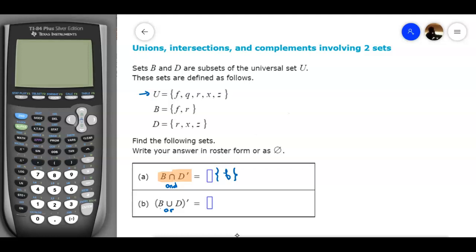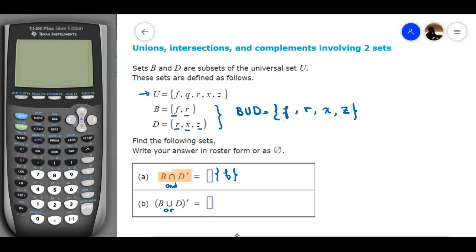Looking at these two sets, what is B union D? I open a set here, and I just copy all the elements that I can see, without repeating them. I see the F, I write F, comma, I see the R, I write it down, comma. I see the R again, I don't have to write it down because I have it already. Then I have the X, write it down, and I have the Z, write it down. And that's the union.